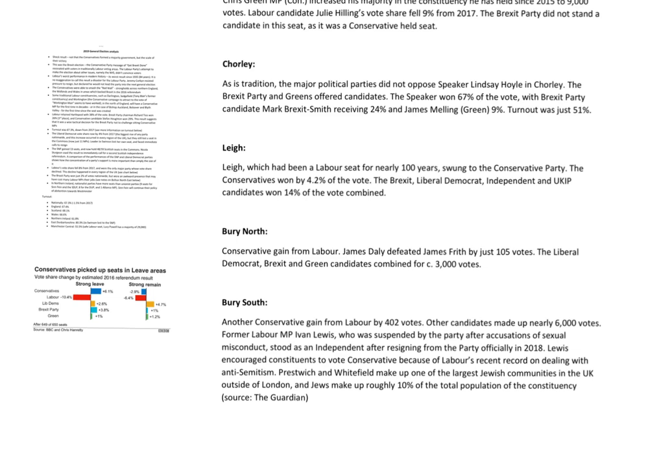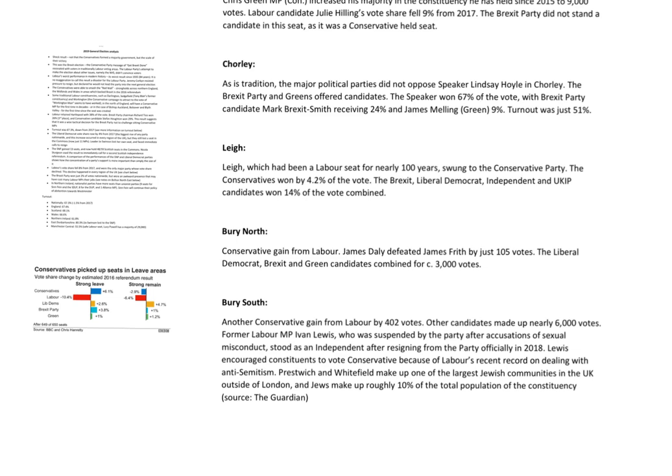And then in Bury South, this was a key campaign. The Conservatives gained from Labour again. So both of those Bury seats went from being red to blue. The Conservatives won by 400 votes. Other candidates who weren't Conservative or Labour won 6,000 votes.